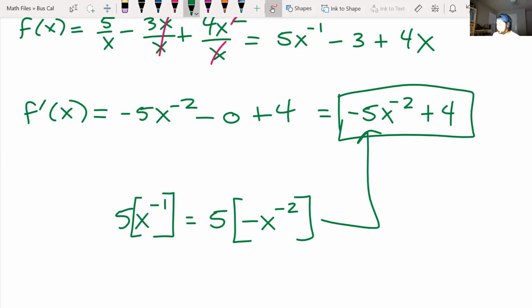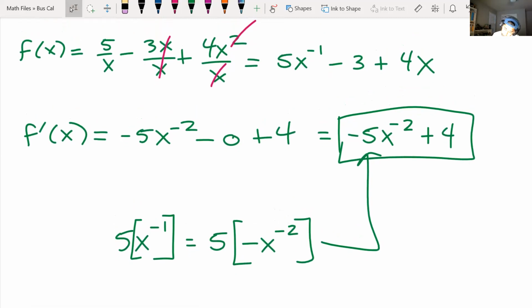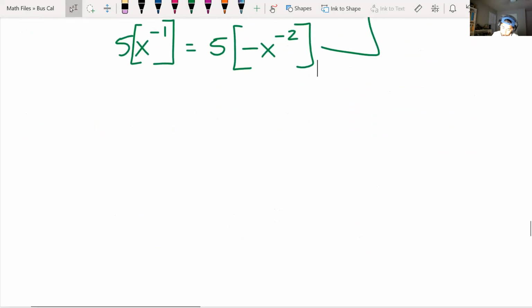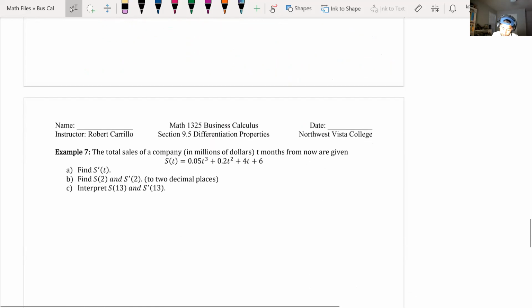What other questions on that one? How did the 3 become 0? Because 3 is a constant. And what is the derivative of any constant? Zero. So we just drop it? That's it. And the x on the 4x got removed because the derivative of 4x is 4. That's it. There we go. All right. Sounds good. Any other questions on this one? Is that the last one? Yeah, we made it to the end.